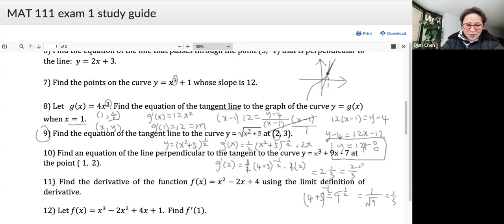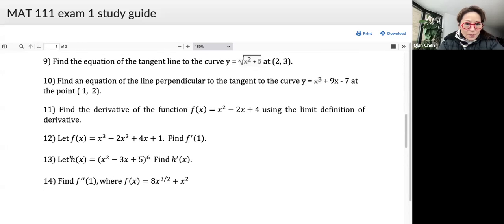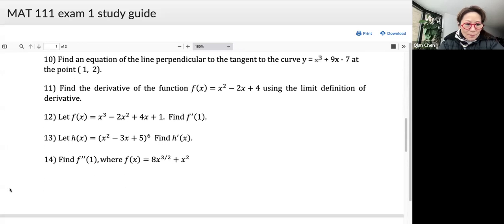Okay, let's go to 10, but before I go to 10, I need to erase, get some space. Okay, 10, perpendicular, so this is just one more thing, right? Perpendicular to the tangent to the curve. Again, first, whenever we see the words tangent to the curve, we know we need to take the derivative.